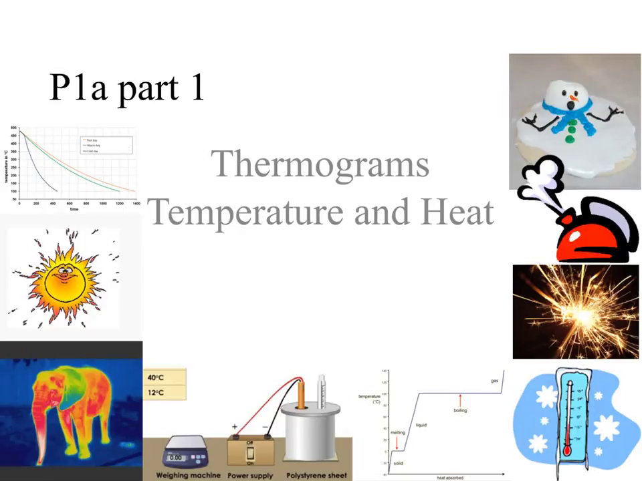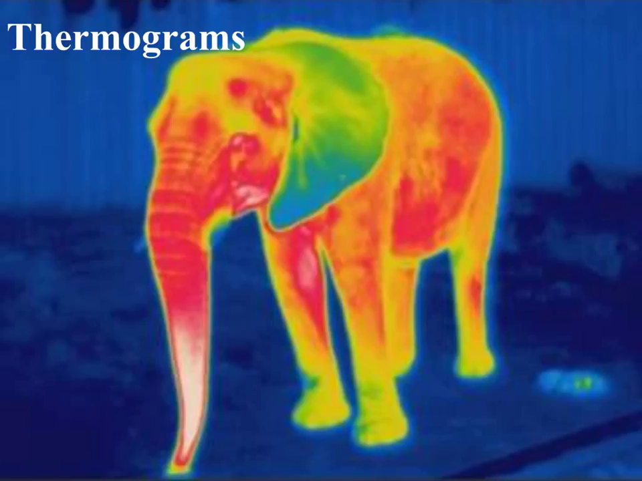This is revision for OCR Gateway, and we're looking at the first part of P1A here, and we will be dealing with thermograms, temperature and heat. So we'll begin with thermograms.